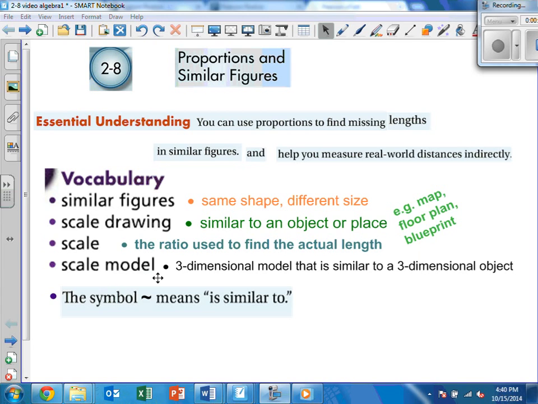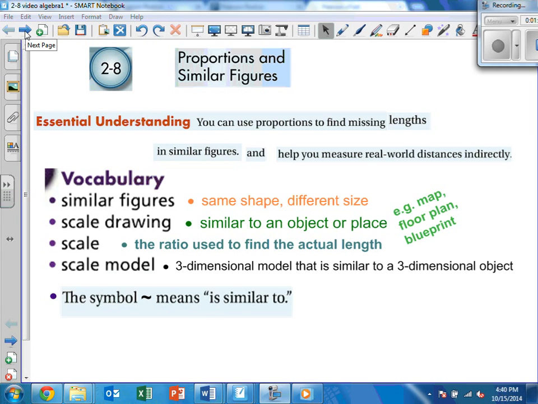Scale model, scale, let's go back to that one. What is a scale? That's the ratio used to find the actual length of something. A scale model is a three-dimensional model similar to the real thing. The symbol, this little wavy line, means "is similar to," just like the double bar means equal to, or a sideways V means is less than or is greater than. This little wavy line means is similar to.